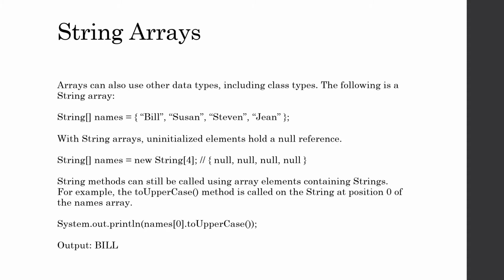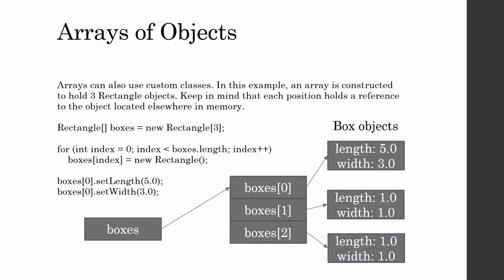So now what we'll go ahead and do is take this concept and expand on it a little bit further by considering arrays of our own custom classes. So this is going to be based on classes that you have written yourself, distinct from classes that came from the Java API. In this particular example, an array is going to be constructed to hold 3 rectangle objects. We're going to assume that Rectangle is a class that you have written yourself. Keep in mind that each position holds a reference to the object located somewhere else in memory.